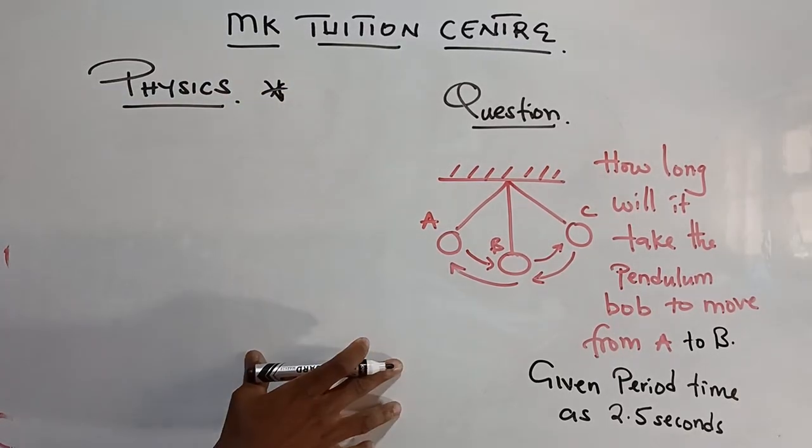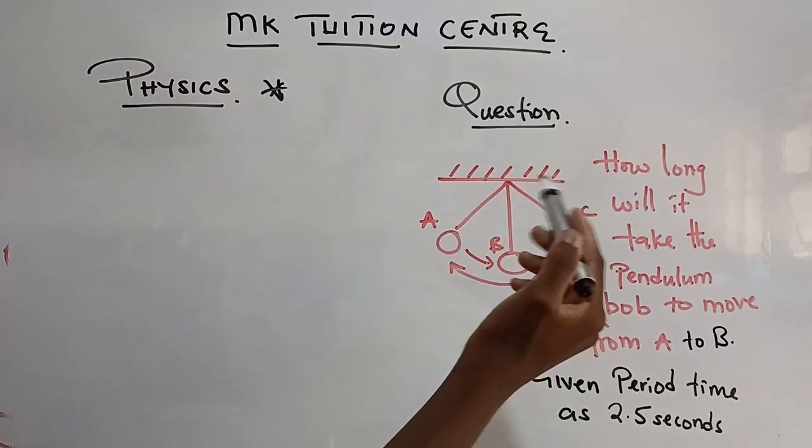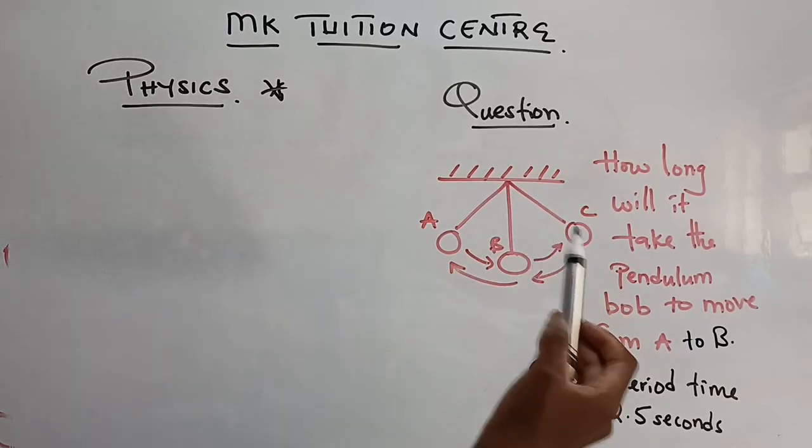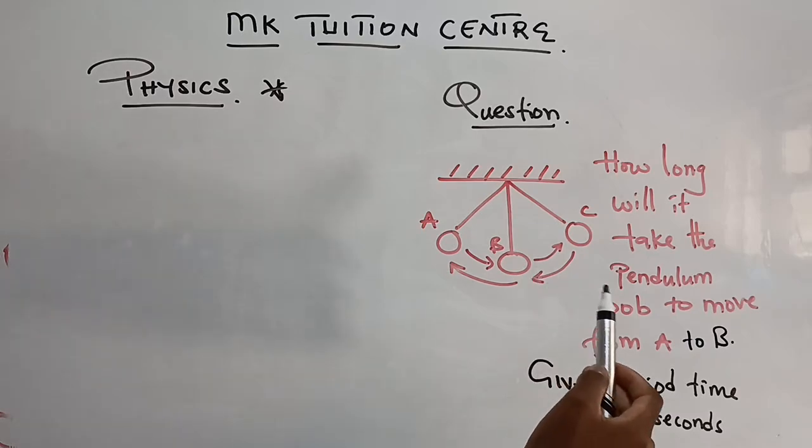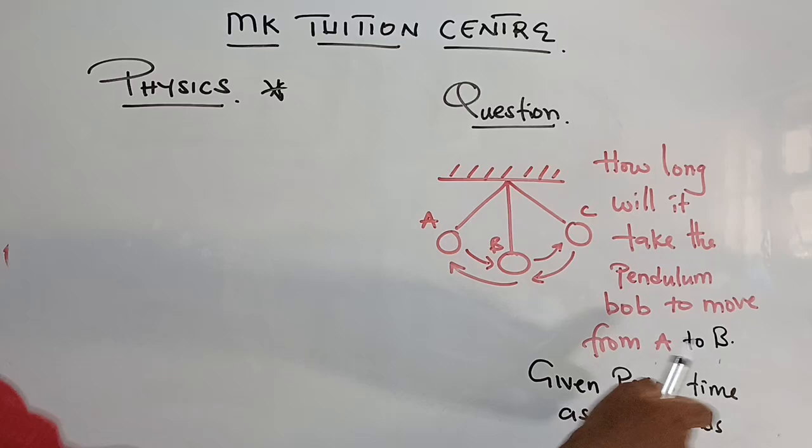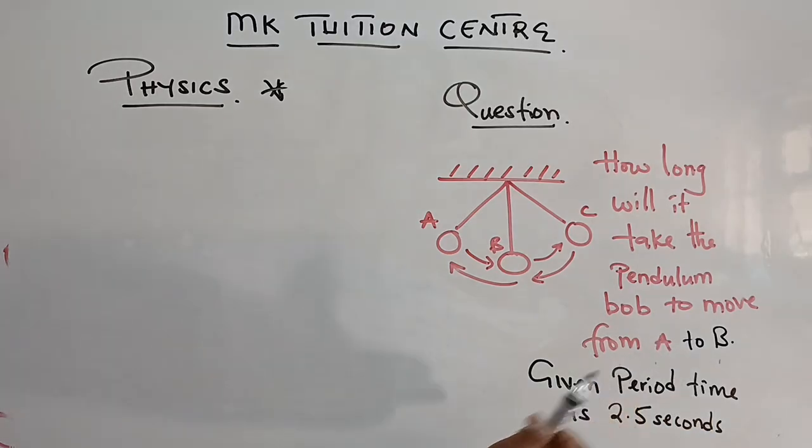Let's have a look at this question right here. It says, how long will it take the pendulum bulb to move from point A to point B, given the period time as 2.5 seconds?